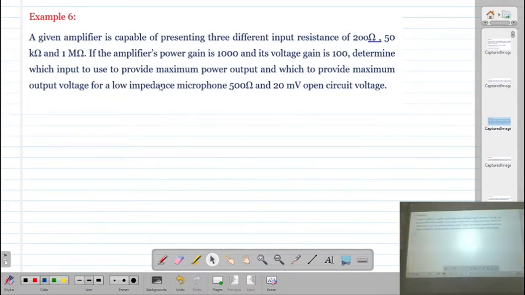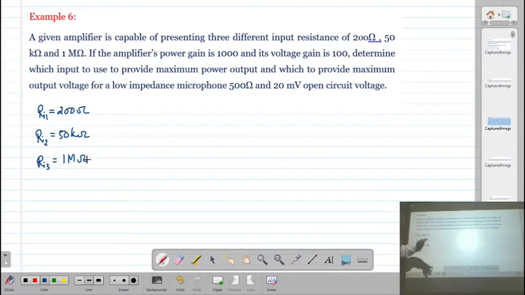Now, third example. Given amplifier is capable of presenting three different input resistances: 200 ohm, 50 kilo ohm, and 1 mega ohm. Remember, here what is given? That this amplifier can have, by setting some circuit, a 200 ohm or a 50 kilo ohm or a 1 mega ohm. So my first input resistance Ri1 is 200 ohm. My second input resistance is 50 kilo ohm, and the third one is 1 mega ohm.